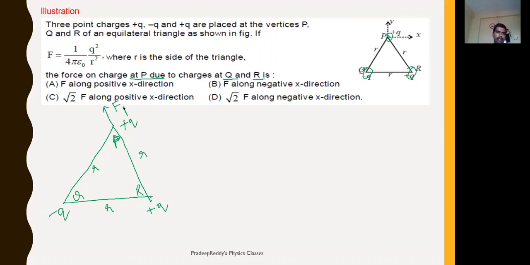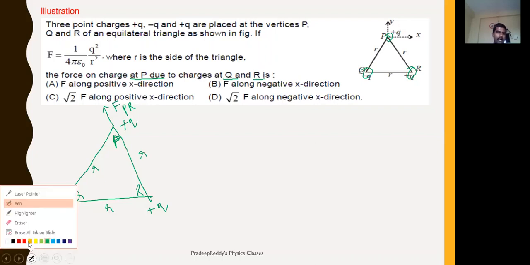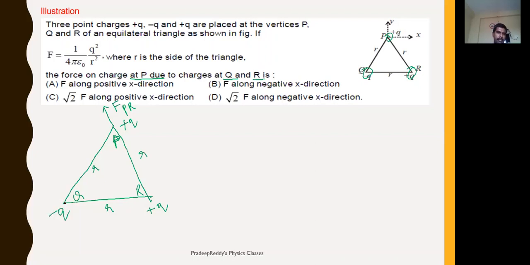It will be FER. And one more charge, minus Q, is placed at position capital Q. As it is positive and this is negative, there will be an attractive force, and this will be FEQ. And magnitude of FEQ is equal to magnitude of FER, because the magnitude of charges as well as separation is equal. It can be written as K Q square divided by R square.